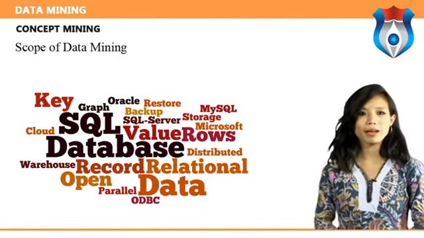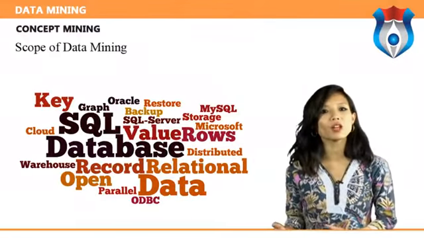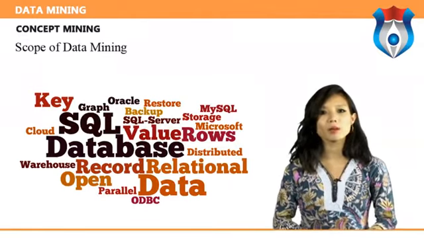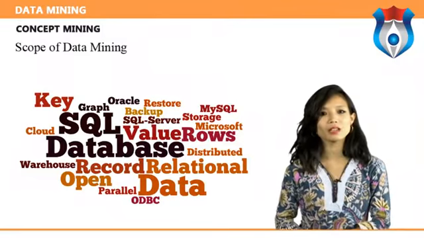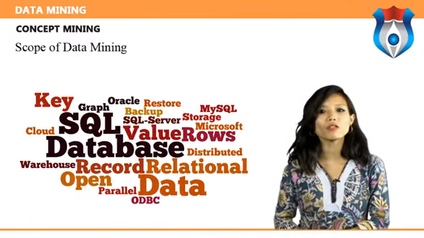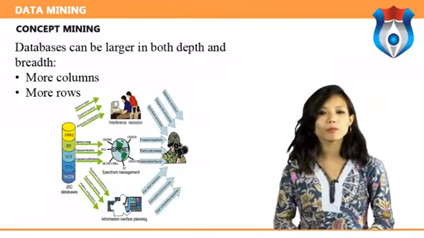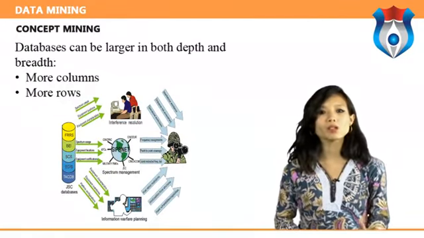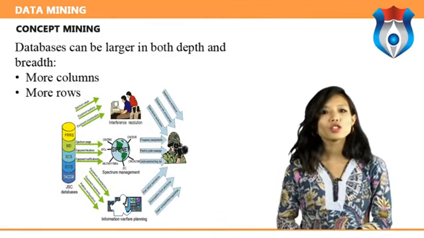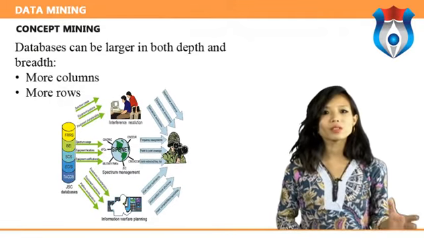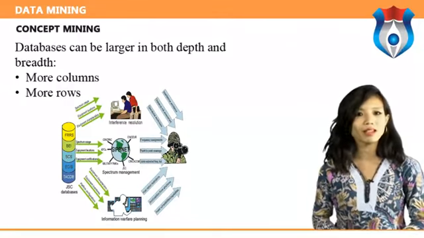Scope of data mining. Data mining derives its name from the similarities between searching for valuable business information in a large database, for example, finding linked products in gigabytes of stored scanner data, and mining a mountain for a vein of valuable ore. Databases can be larger in both depth and breadth, more columns. Analysts must often limit the number of variables they examine when doing hands-on analysis due to time constraints. Yet variables that are discarded because they seem unimportant may carry information about unknown patterns.